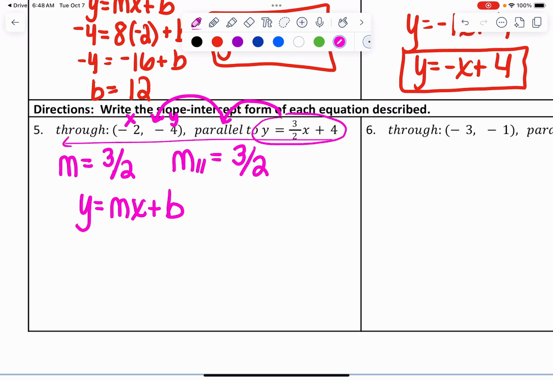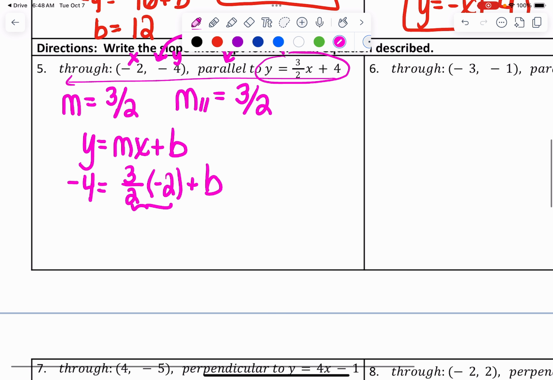So how am I going to do that? It's going to be y is -4 equals mx, so it would be 3/2 times x is -2, and then plus b. I want to get rid of this fraction first, so I'm solving for b. So I would do 3/2 times -2, which is going to be a -3 plus b, and then that equals -4. And so what I would do is I would add 3 over, and so you would get -1 equals b.